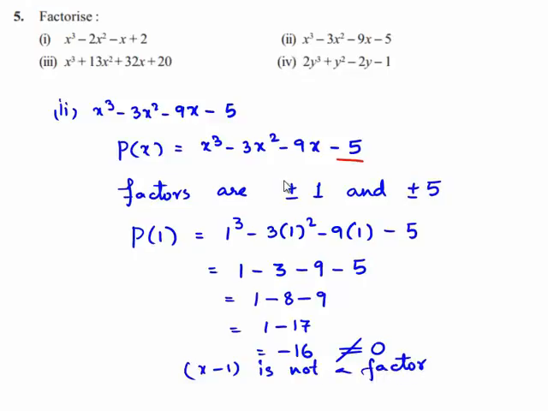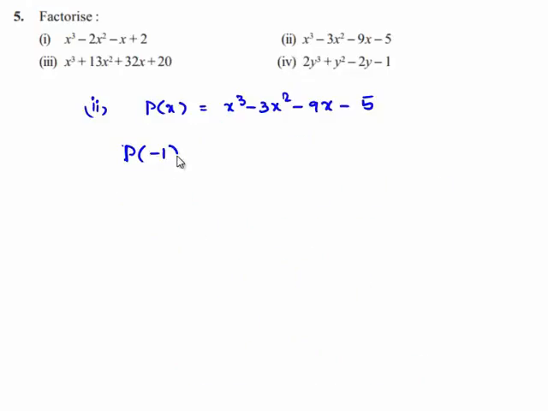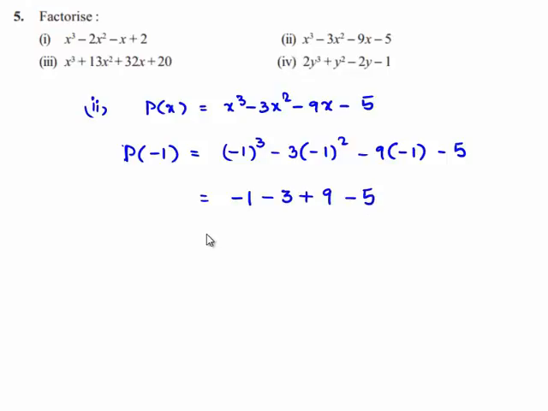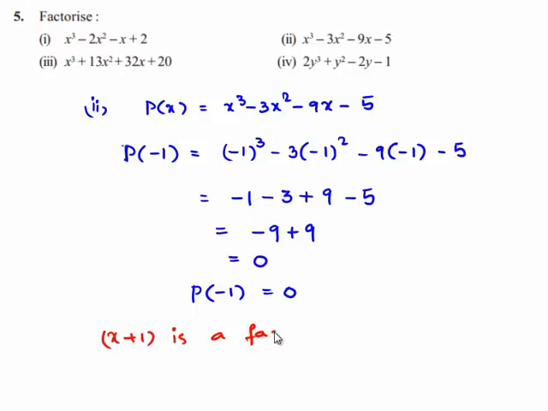So let us check p of minus 1. So p of minus 1 is equal to minus 1 whole cube minus 3 times of minus 1 whole square minus 9 times of minus 1 minus 5. This is equal to minus 1 minus 3 plus 9 and minus 5, which is minus 9 plus 9. This is equal to 0. Therefore p of minus 1 is equal to 0. By factor theorem, we can say that x plus 1 is the factor of p of x.